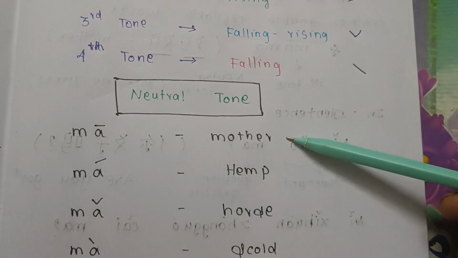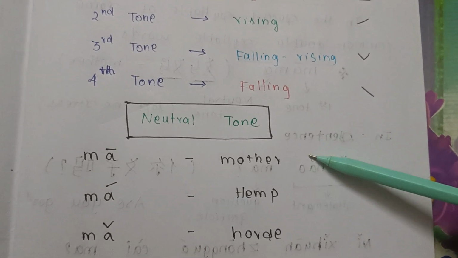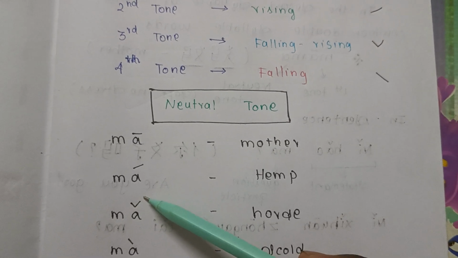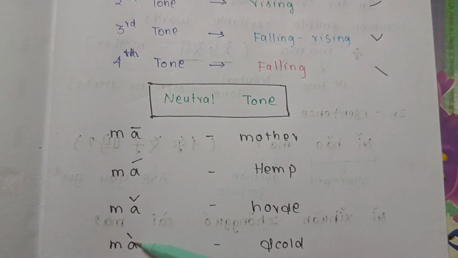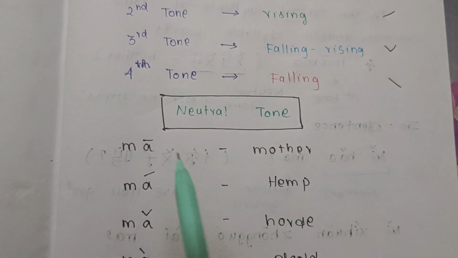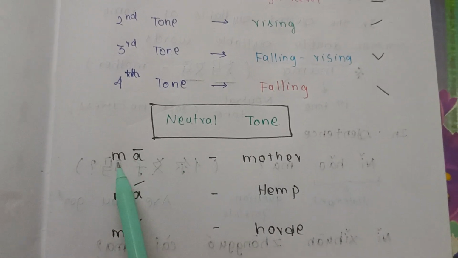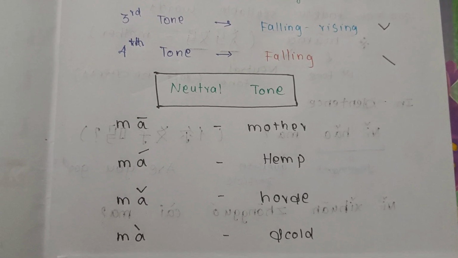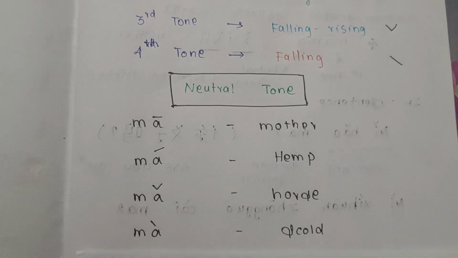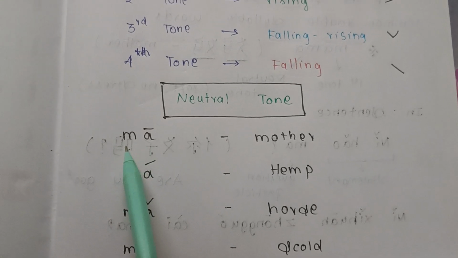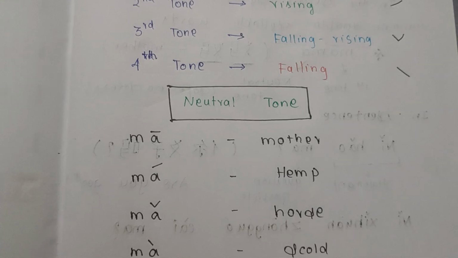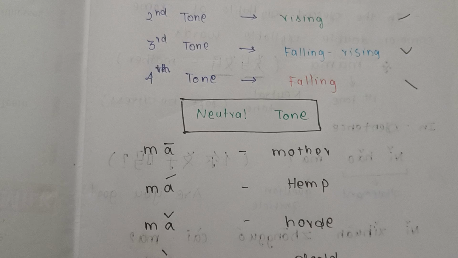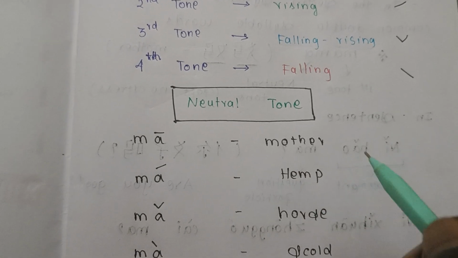These are our four tones: high level, rising, falling and rising, and falling. Shall we pronounce it? Ma, ma. The first tone should be a monotone, with no emotion. Ma, ma, ma. The level should be maintained. Ma, that means mother.